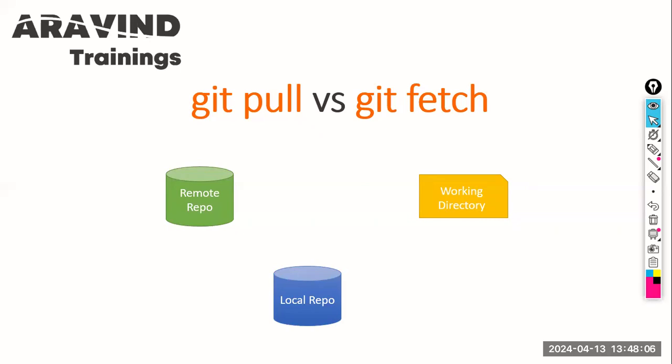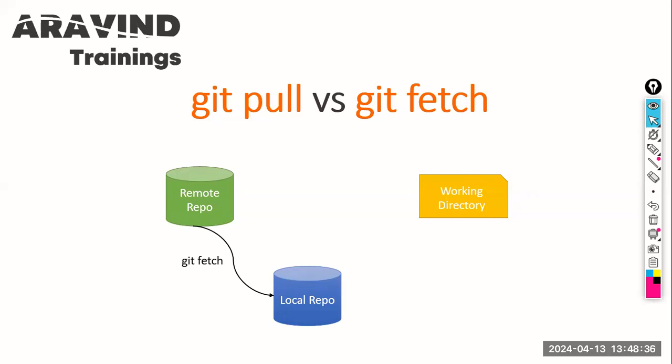For example, we have some changes in our central repository, and we want those changes in our working directory. So what we do is execute the git fetch command. This git fetch command just checks whether the latest changes present in the remote repository have been fetched or not. It will just verify, but it will not download those changes into your working directory.